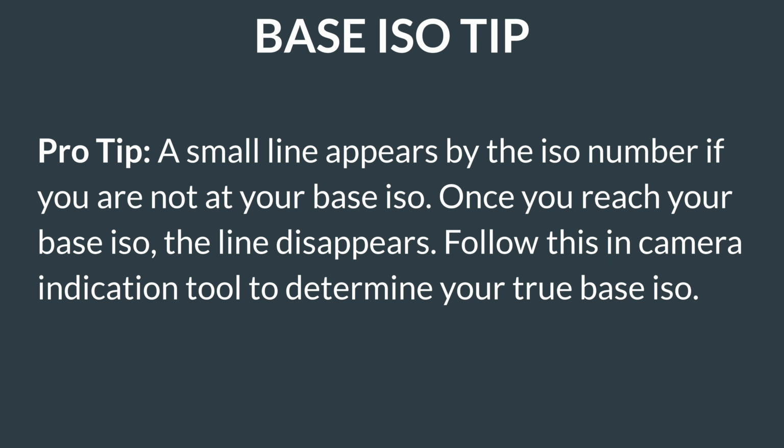If you do get confused by all of the Sony users who are arguing and cannot agree on the base ISO for your camera, well, here's a pro tip. If you're not at the proper ISO for your camera, there is going to be a little line indicator around your ISO that shows up to indicate you are not at the base ISO. When that line disappears, that means you are at the proper base ISO.